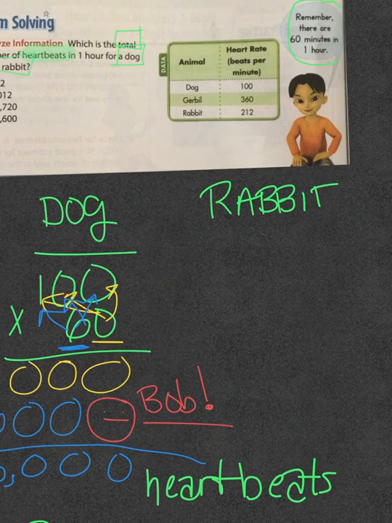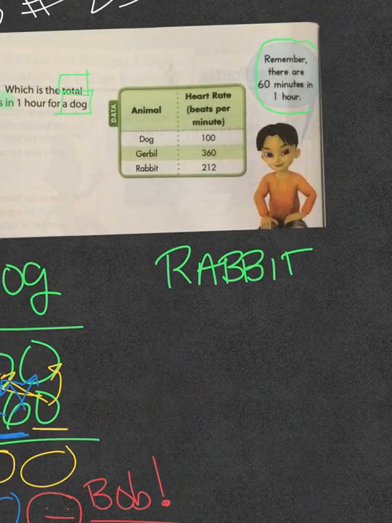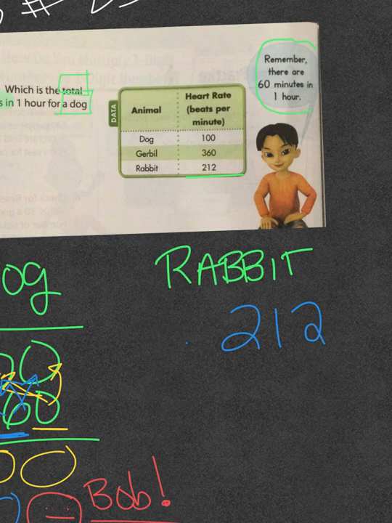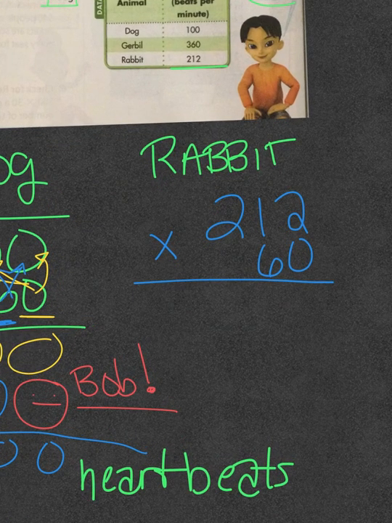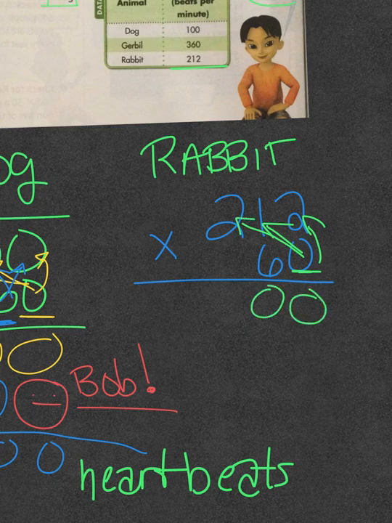Okay, now let's take a look at the rabbit. It says here the rabbit has 212 per minute. So I know that I'm going to have to do 212 and multiply that times 60 because it's 60 minutes in an hour. Okay? So I'm going to follow my rules. Step number 1 is I'm going to take the ones place and multiply it by everything on top. 0 times 2, 0 times 1, and 0 times 6, which are all going to be 0, right? Because anything times 0 is 0.